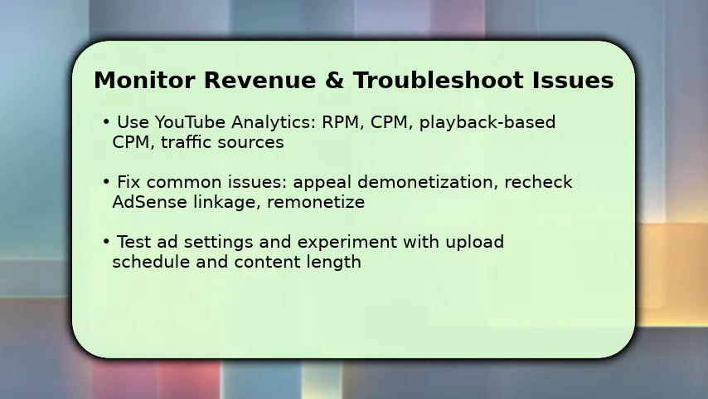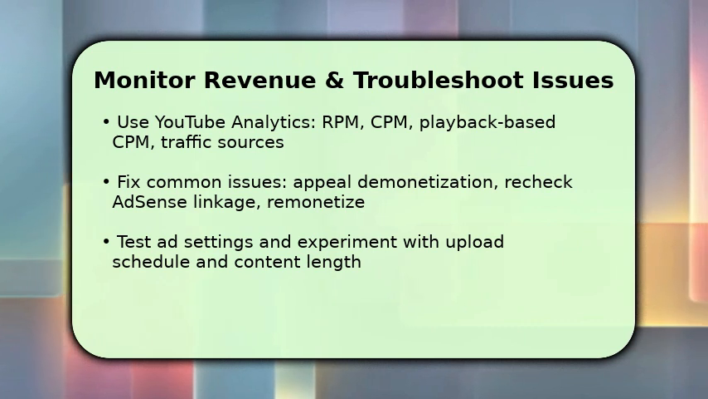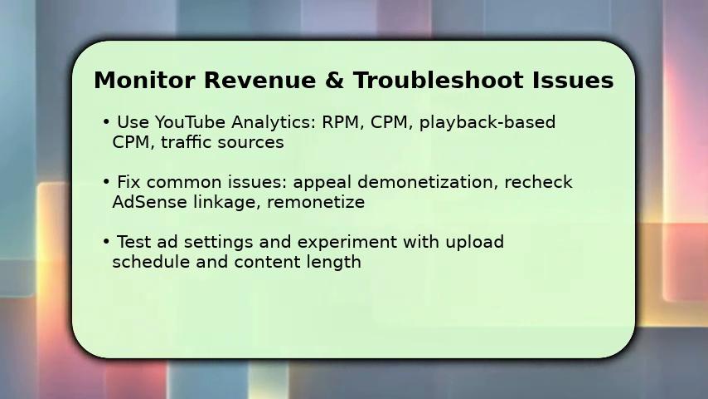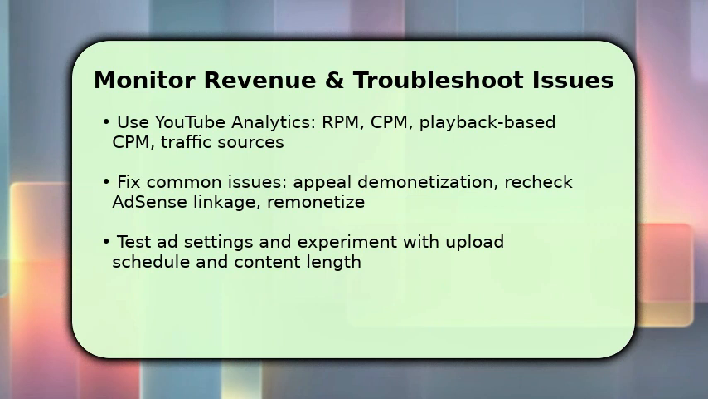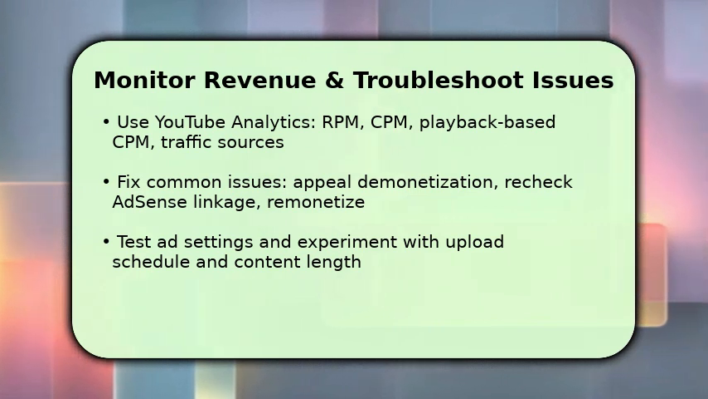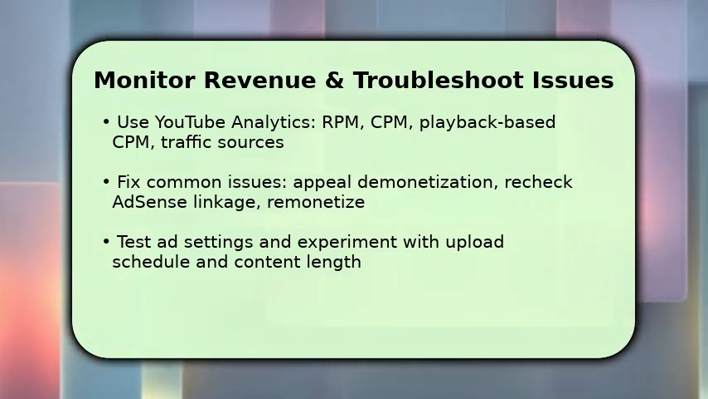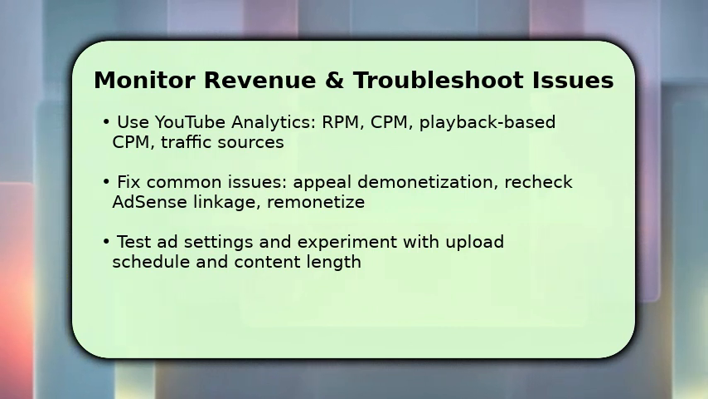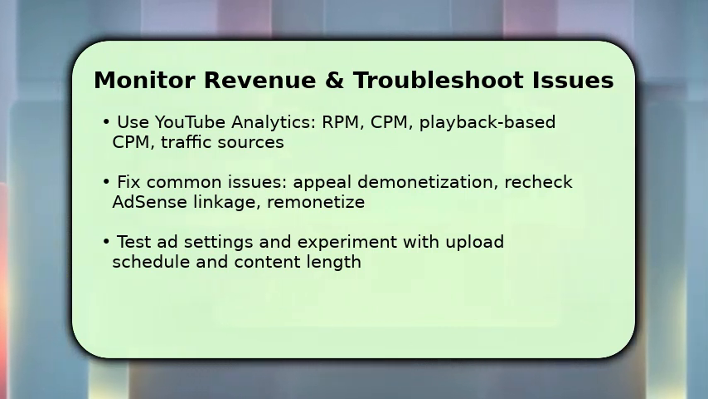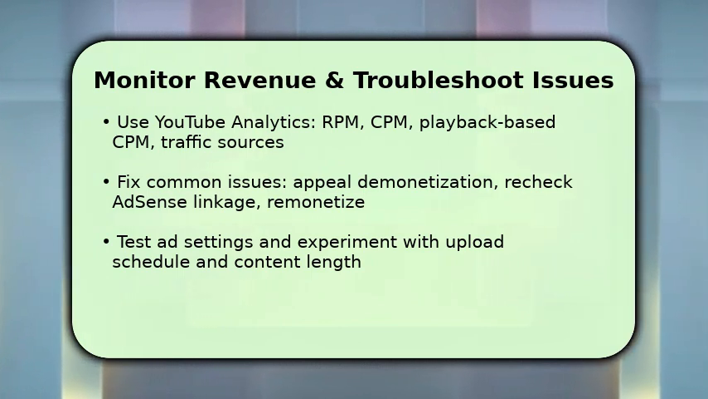If a video gets demonetized, appeal with clear timestamps and context. If payments stop, recheck AdSense linkage and payout thresholds. One key troubleshooting tip: when earnings drop suddenly, review copyright claims and ad restrictions first, because those immediately block monetization and are often reversible.